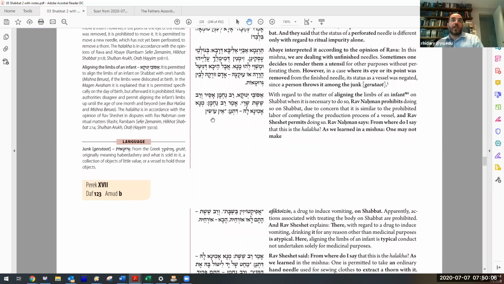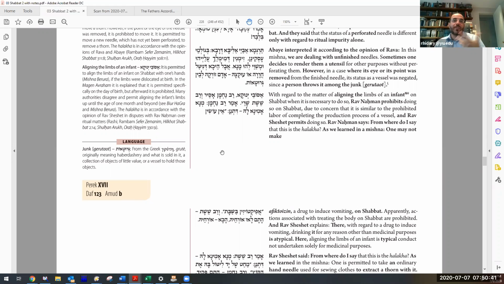Rav Nachman: mena amin ala ditnan en osin apik tozin b'Shabbat. So he quotes a Mishnah that says you cannot make this drug that induces vomiting, you cannot use it on Shabbat. And so you see, this is in some way fixing the body, for whatever reason why he's doing it. And so you're not allowed to do that. You can't fix the body using this drug. And so too, you can't fix the body with aligning the limbs.